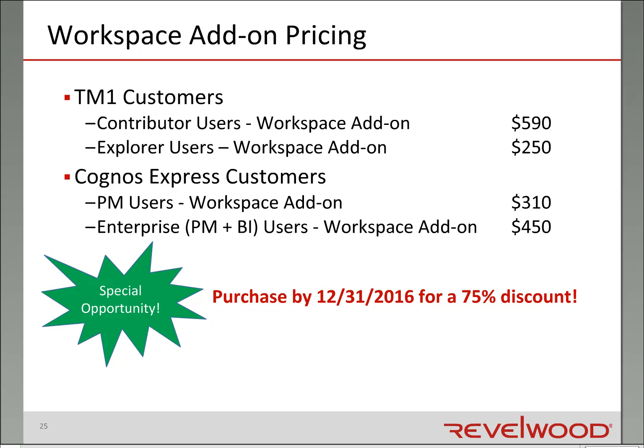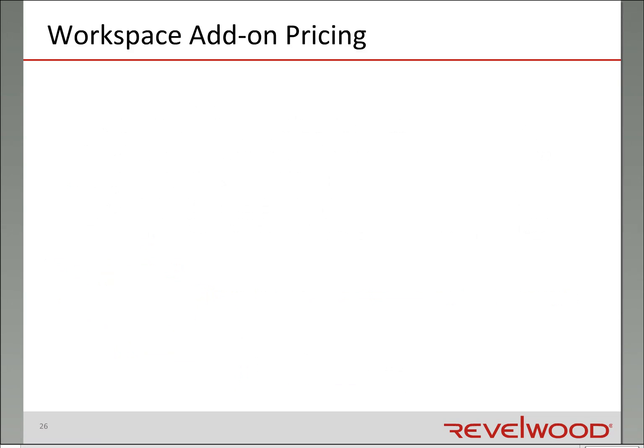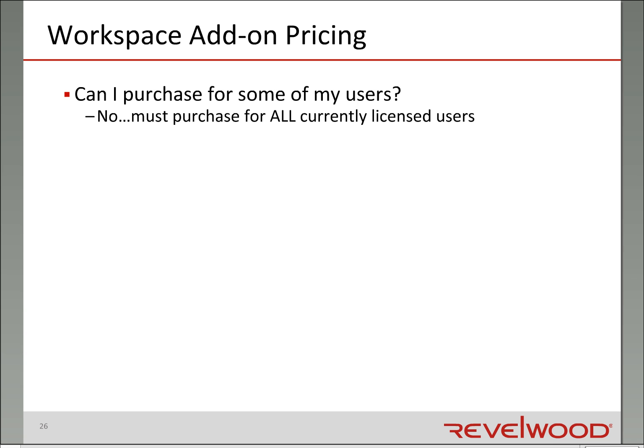And right now, if you want to purchase PA Local and purchase the Workspace environment, if you do it now before the end of the year, you'll get a 75% discount on those prices. But that's only through 12/31/2016. So you just take these numbers and multiply by 0.25, and that's your price per user. If you had 100 TM1 contributor users, normally that would be $59,000. Right now you can purchase that for $14,750.